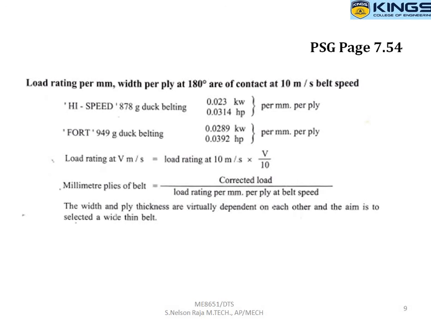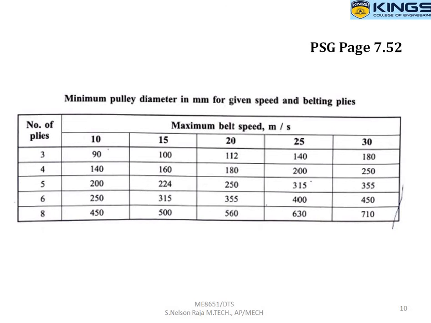The formulas will be available on page 7.54. When you refer to PSG page number 7.52, this table will be available. As per the table, we have to find the number of plies based on the belt speed. In step 4 itself, we found the belt speed, which is velocity V. For example, 10, 15, 20, 25, 30. So we have 5 different belt speeds. For the suitable belt speed, we have to find the number of plies, either 3 or 4 or 5 or 6 or 8. So that is your step 4.